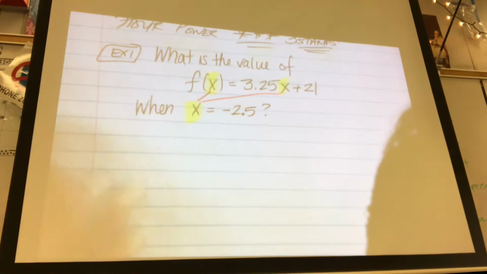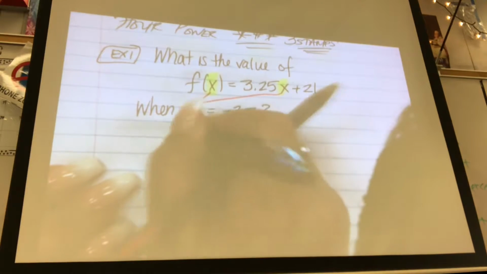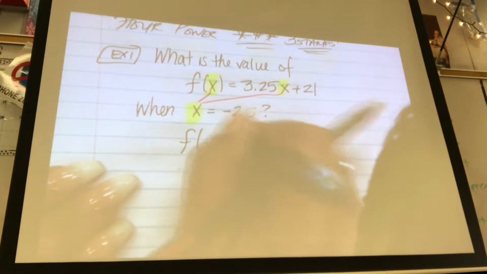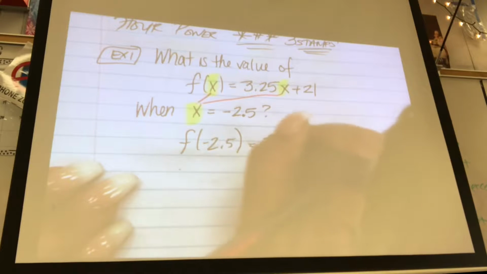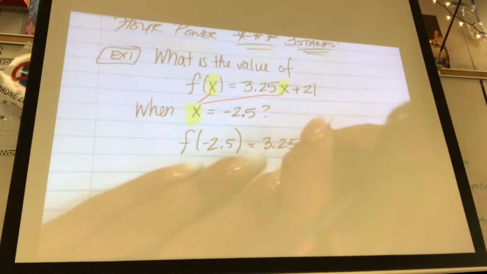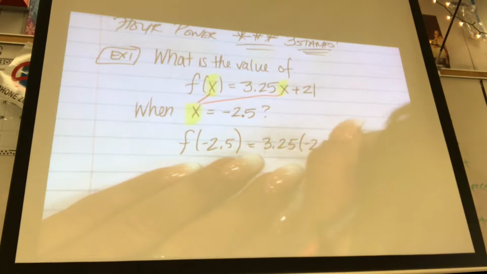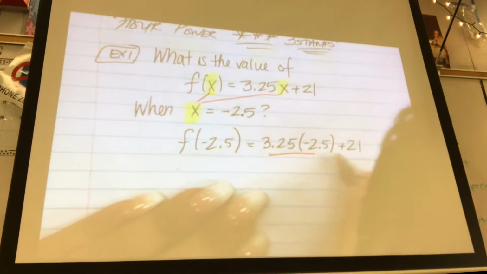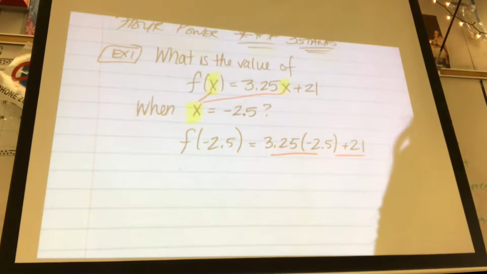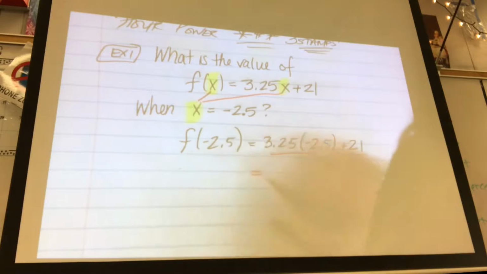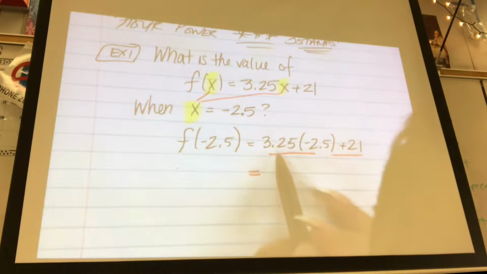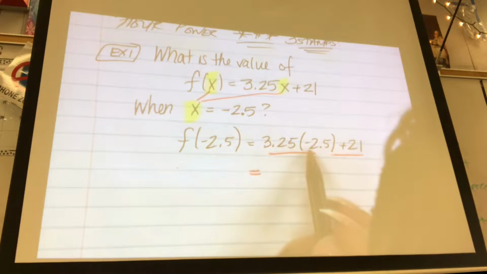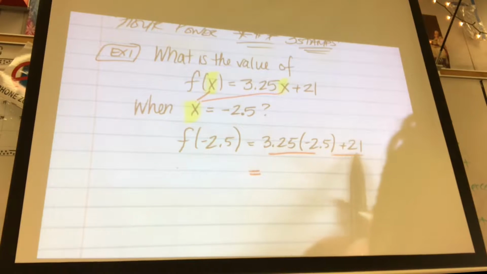So that now I have f of negative 2.5 is 3.25 times negative 2.5 plus 21. And now it's all calculator work. I'm just going to put this all in the calculator. So what I want to do is on my calculator, I'm going to do 3.25 times negative 2.5 plus 21.